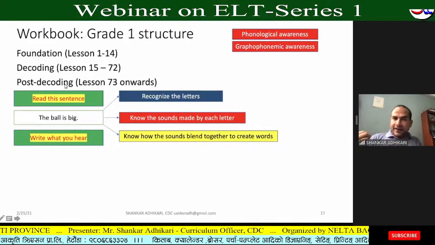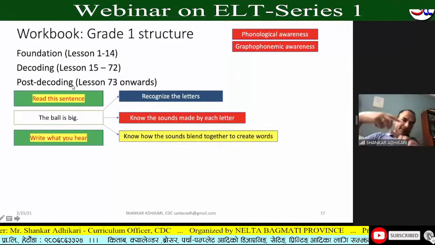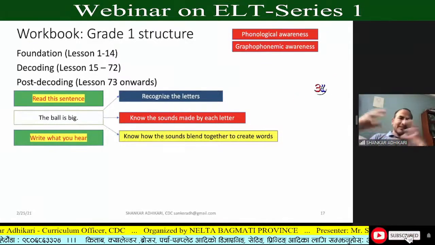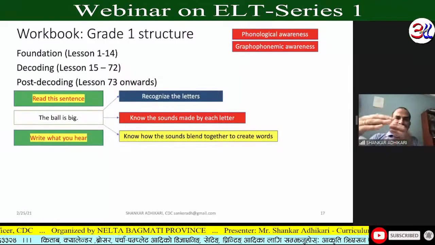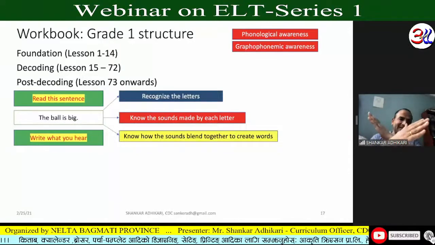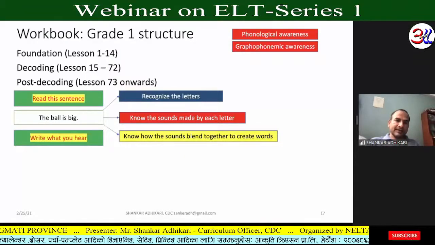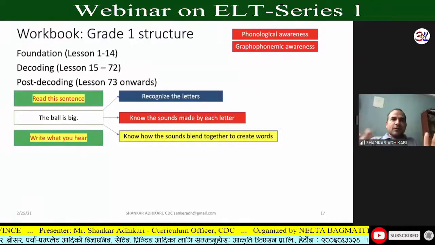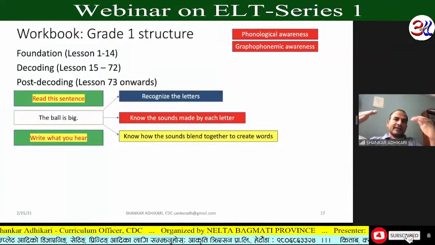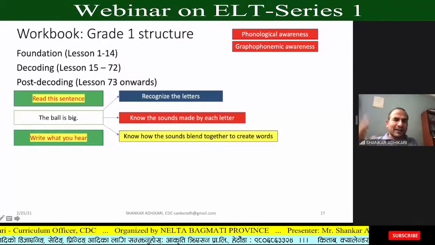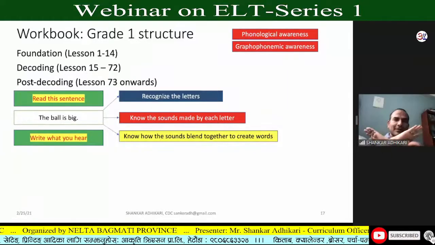During the post decoding phase, the students start reading longer text. The students start listening to a complete sentence. They start writing words. They start writing some sentences that comes after decoding. So that's called post decoding, right? Whenever the students are able to decode, they enter into post decoding. Even if they enter into post decoding, they do decoding in reading. I'm not saying that once lesson 72 is over, decoding goes off.